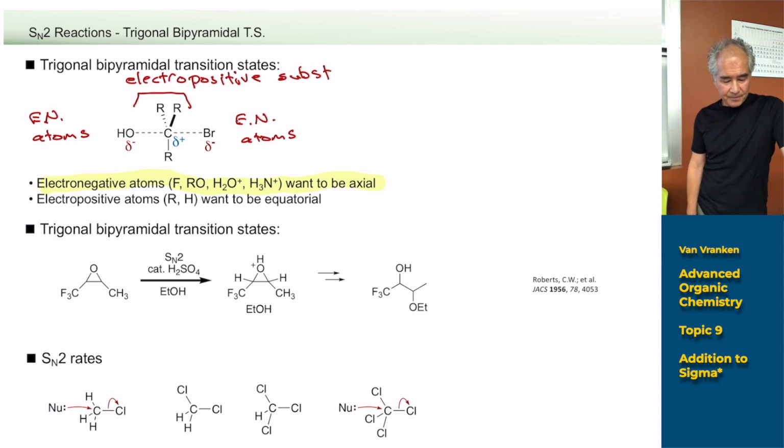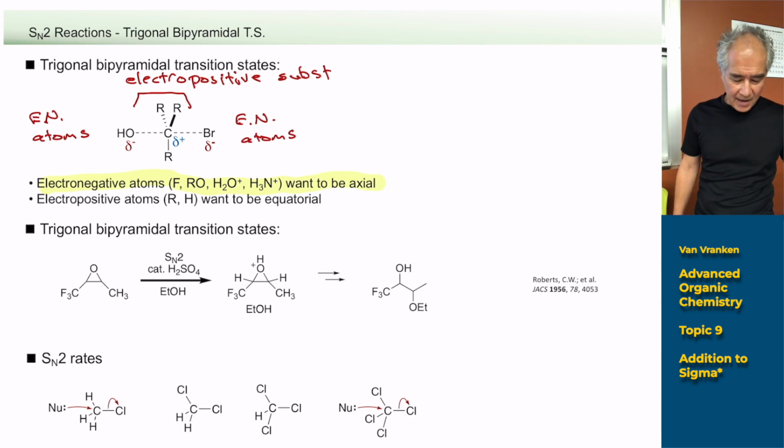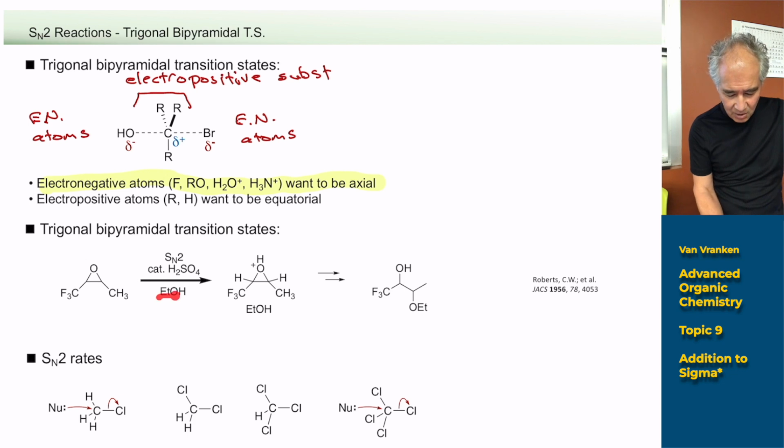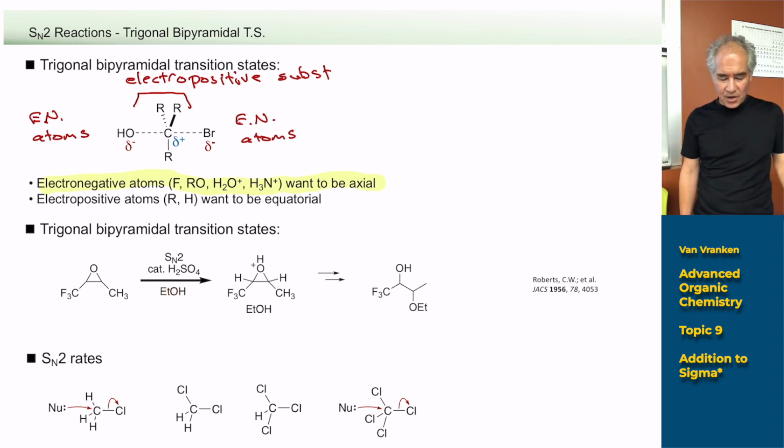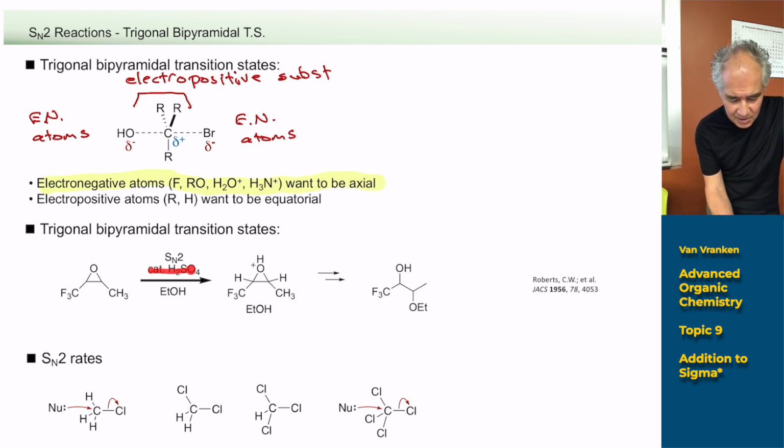And let me show you a practical way to think about how this has an impact. Here's an epoxide down below. And let's suppose I try to do a ring opening of that epoxide under acidic conditions. We've got alcohol in here. That epoxide isn't going to open just from alcohol. You've got to protonate it, turning it into a good leaving group. You can see they're adding catalytic sulfuric acid in there.